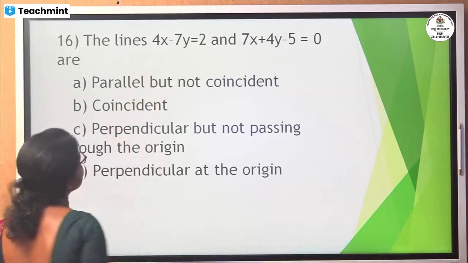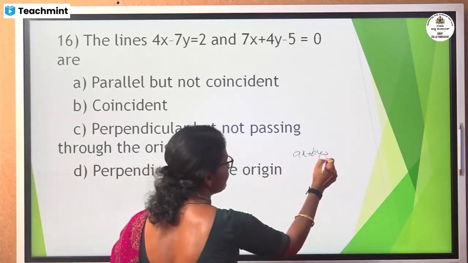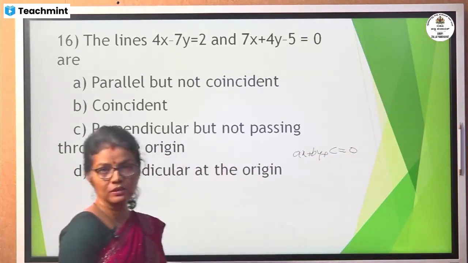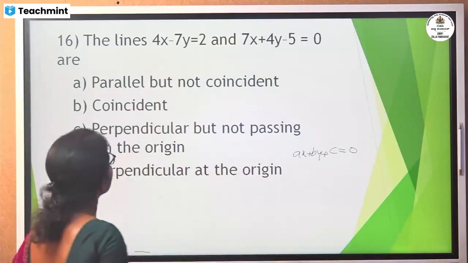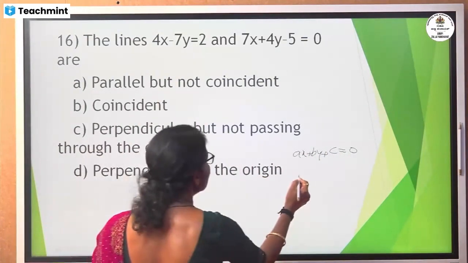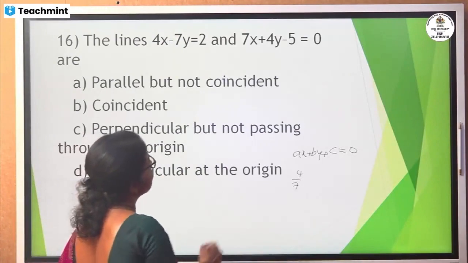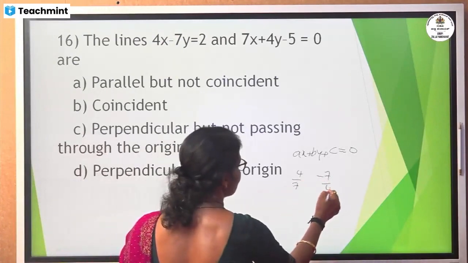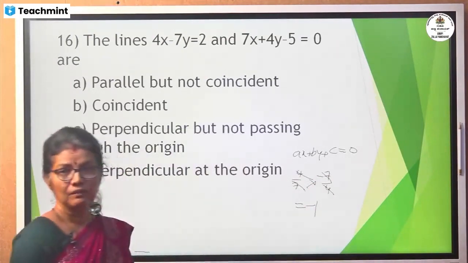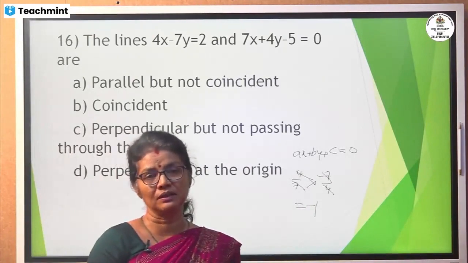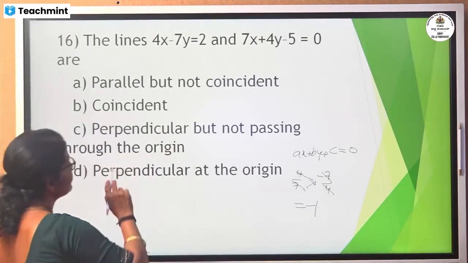Now, get the slope of the first line. If you have a straight line like this, ax plus by plus c equal to 0, then slope is minus a by b. So the first line, the slope is minus a by b, that means 4 by 7. For the second line, slope is minus a by b, that is minus 7 by 4. If we consider the product of these two, we'll get minus 1. When the product of the slopes is minus 1, the conclusion is the given lines are perpendicular to each other. So here the lines are perpendicular to each other.